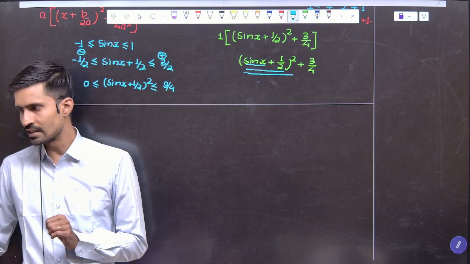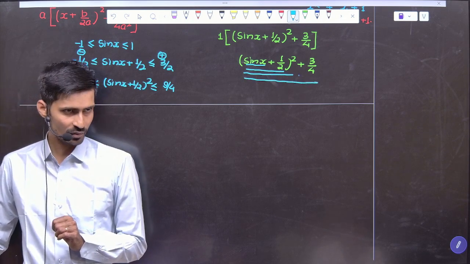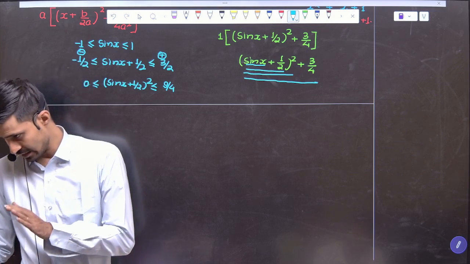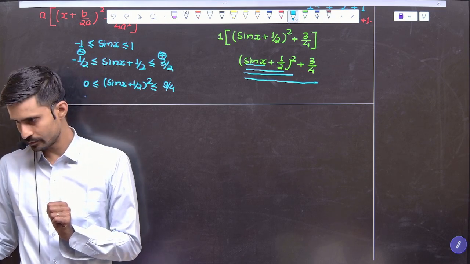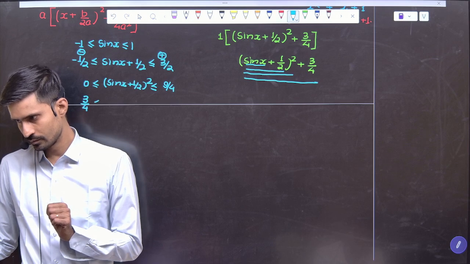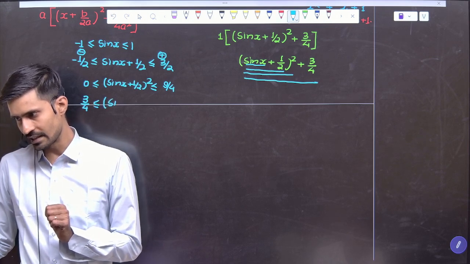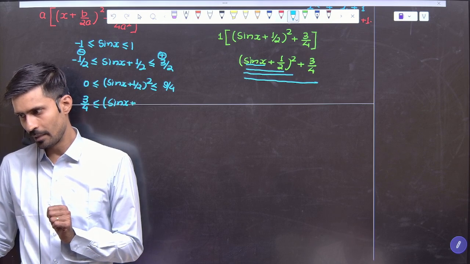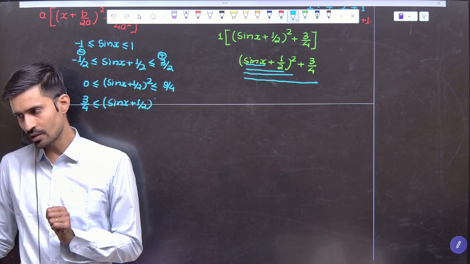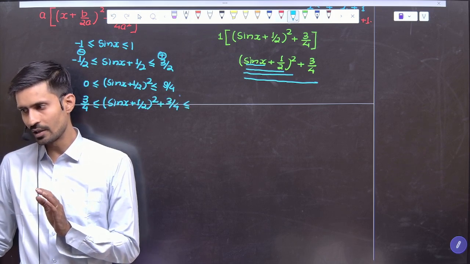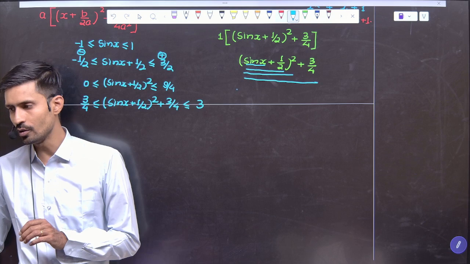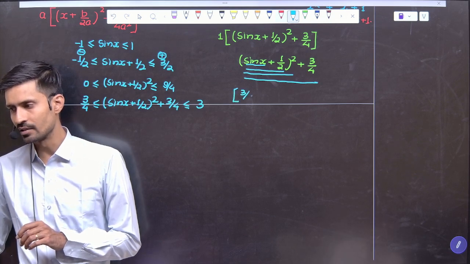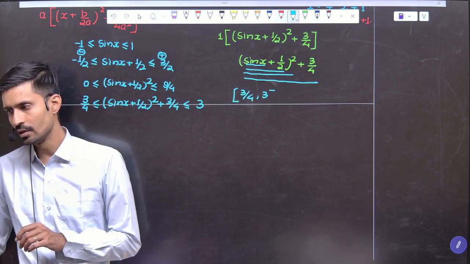So you covered this. Now I am going to cover this all. There plus 3 by 4 is there. I will add 3 by 4. 0 plus 3 by 4. This will become (sin x plus 1 by 2) whole square plus 3 by 4 less than equals to 9 by 4 plus 3 by 4. It will become 3. So we got the range 3 by 4 to 3, and equals to is there. So close bracket, 3 by 4 to 3 is the answer.